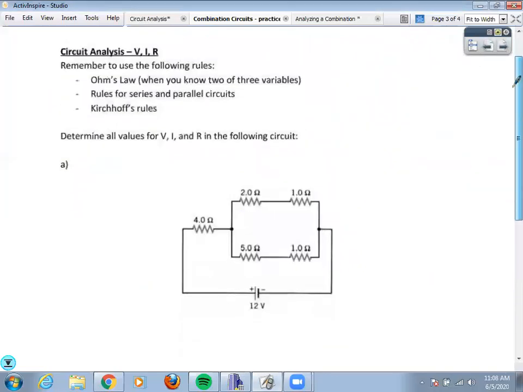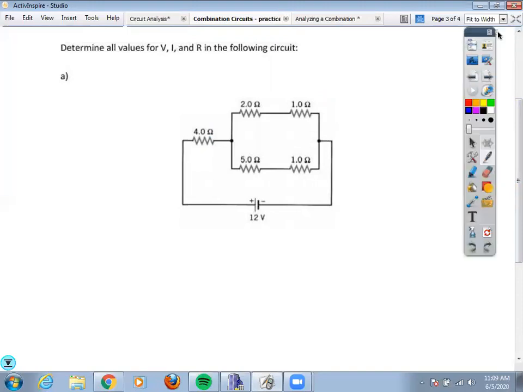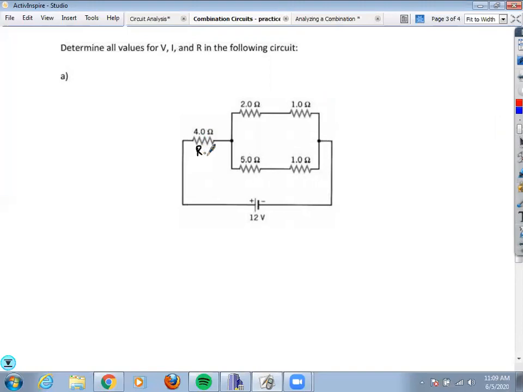Okay, so for our circuit analysis, we're going to fill these in now. I didn't label them, so the chart might be different based on how you label. Okay, so we're going to go R1 through R4. So this is R1, then R2, R3, R4, R5, and that's it. And that's V total. Okay.